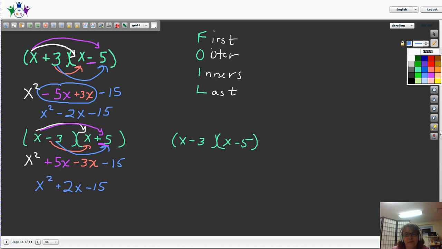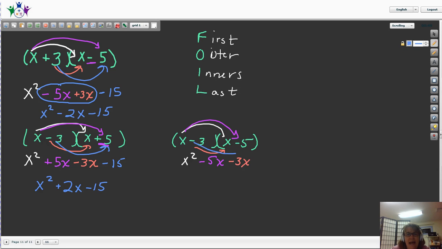Now, let's do this one. x squared, negative 5x, negative 3x. And then this one, negative times a negative, two negatives make a positive. Minus 5, minus 3, when we have two of the same signs, we add them together and keep the sign. So that will give us x squared minus 8x plus 15.